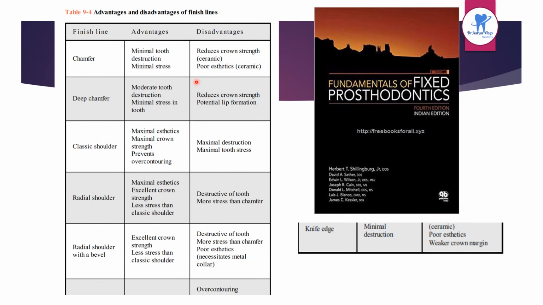And according to Shillingburg, these are the various advantages and disadvantages. Chamfer, minimal tooth destruction and minimal stress. Disadvantage is that it reduces the crown strength. If it's ceramic, then poor aesthetics. Deep chamfer, moderate tooth destruction and minimal stress in tooth, reduces crown strength and potential lip formation. Classic shoulder, maximal aesthetics, maximal crown strength and prevents over contouring, maximal destruction and maximal tooth stress.